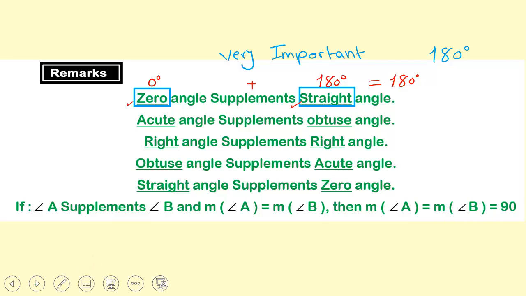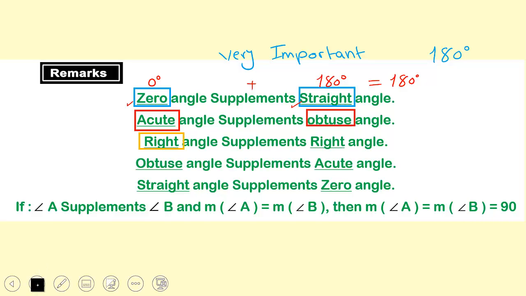What about if I have an acute angle? We know that an acute angle measure is less than 90 degrees. In order to have an angle which supplements an acute angle, it should be an obtuse angle, so that if I add them together, I will get 180 degrees.